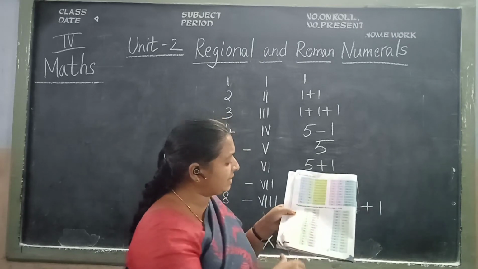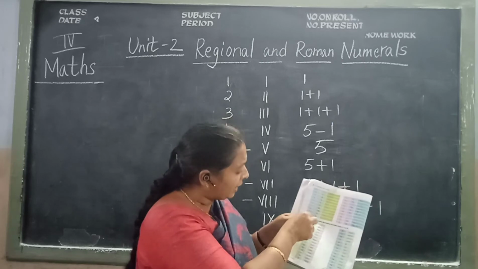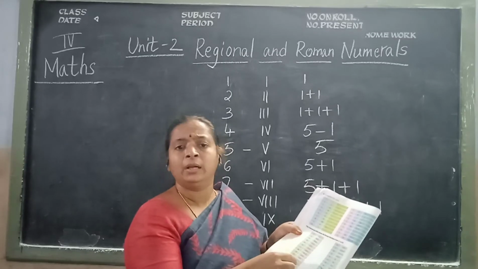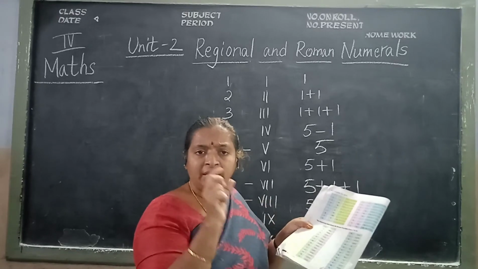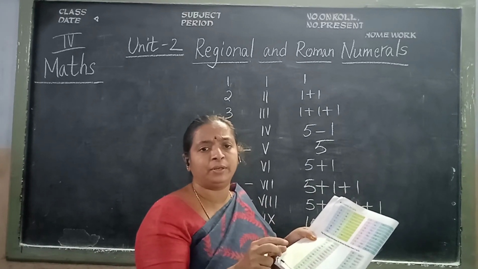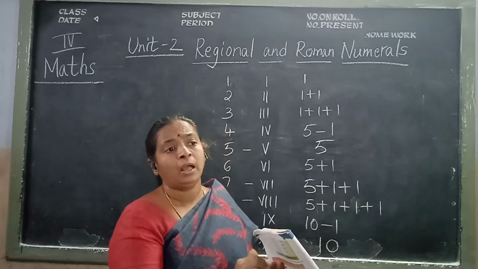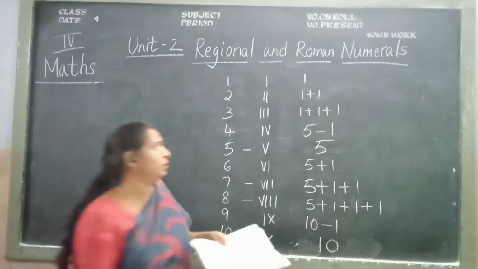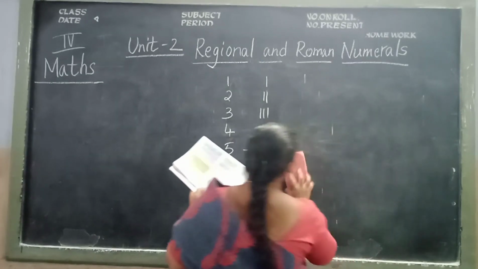And here we can see from 21 to 50, children. They have shown the Hindu-Arabic numerals and the Roman numerals, children. They have shown you how to write it. The number is there in Hindu-Arabic numerals, and how we present it in Roman numerals, children. How we should present it in Roman numerals. See, children, once I will show you here.